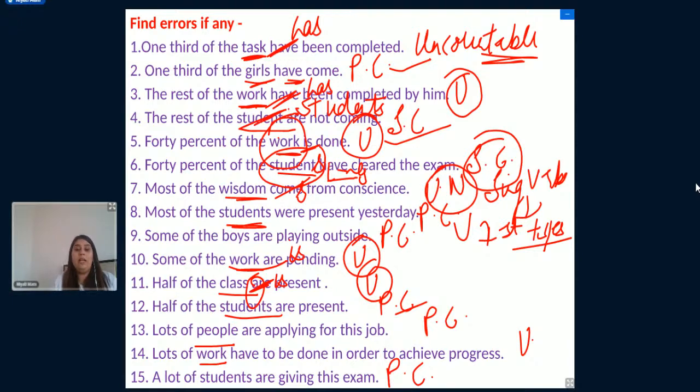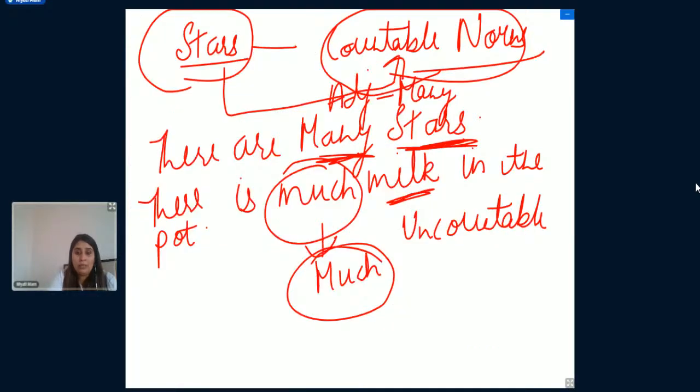Lots of people are applying for this job. People, plural countable noun, plural verbs. The sentence is correct. Lots of work have to be done in order to achieve progress. Work, uncountable noun. Now with uncountable noun, what we need? We need singular verb. So lots of work has to be done. A lot of students are giving this exam. Students, plural, are also plural. So I hope these sentences are clear to you.